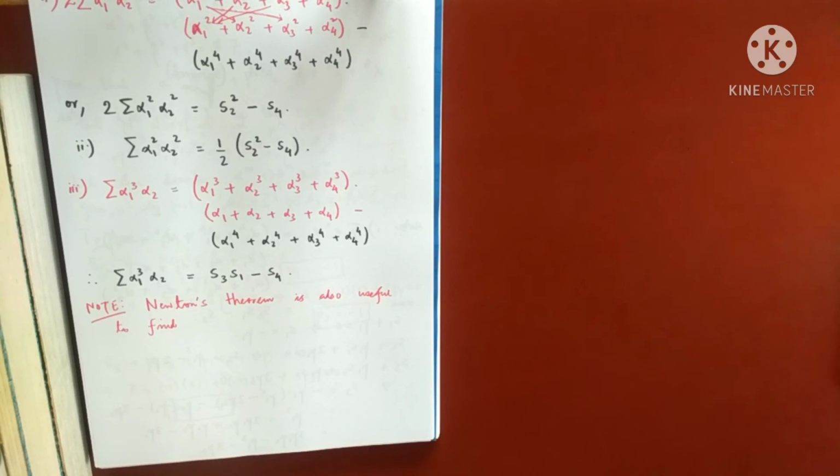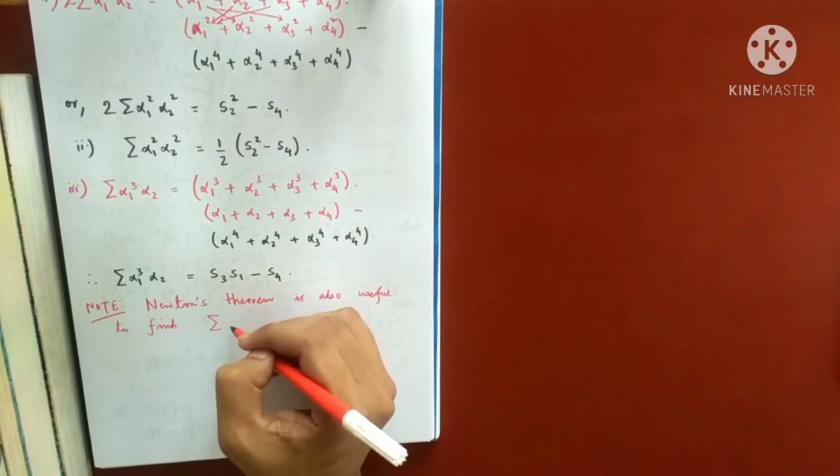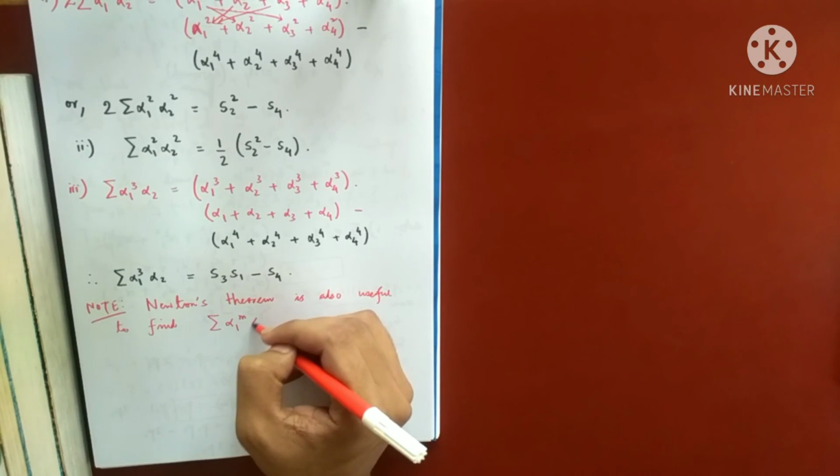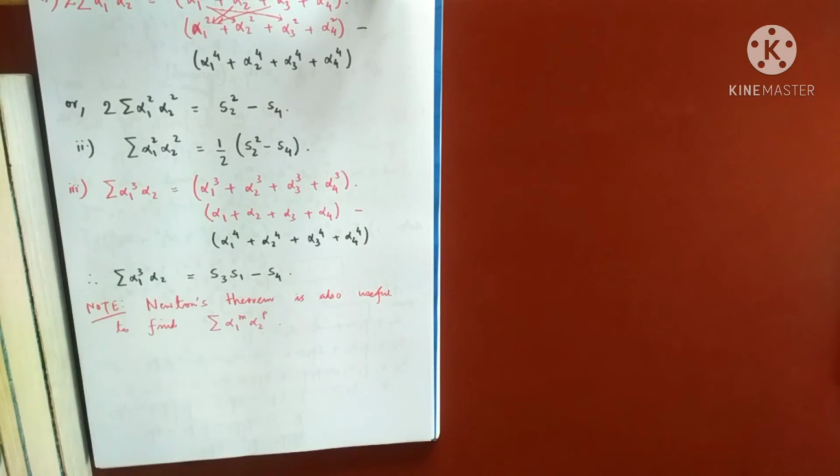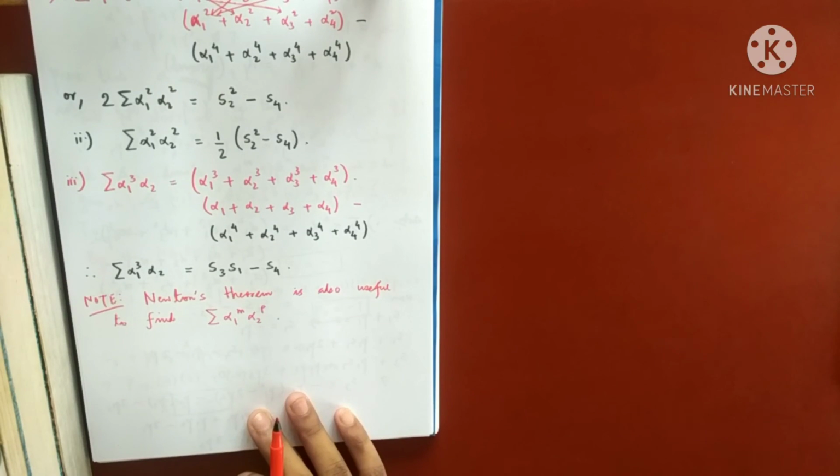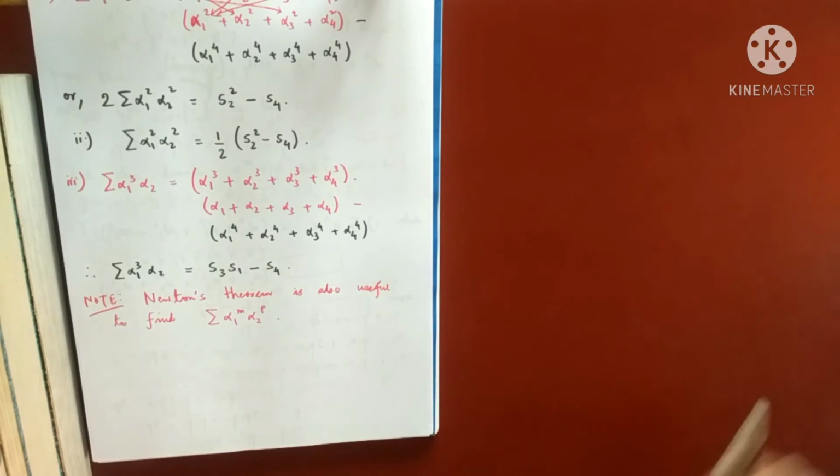I should write in a very simple way. Summation alpha 1 to the power m into alpha 2 to the power p. So this kind of product can also be found using Newton's theorem. This kind of thing can also be found using the Newton's theorem.